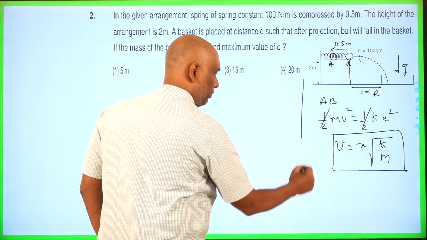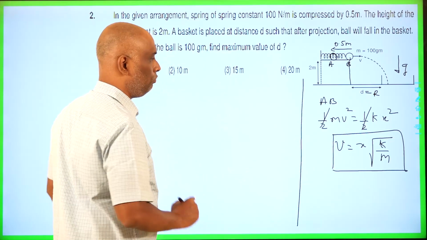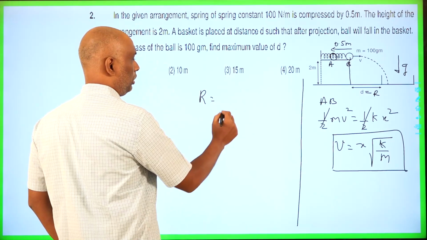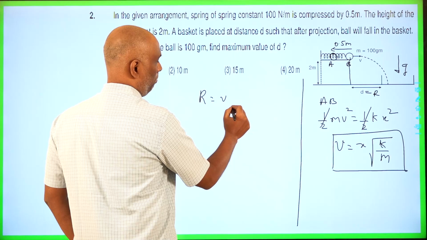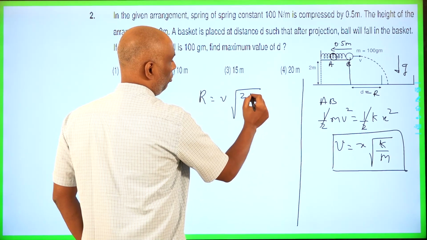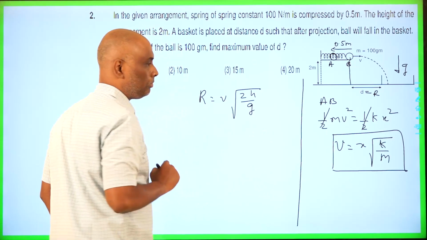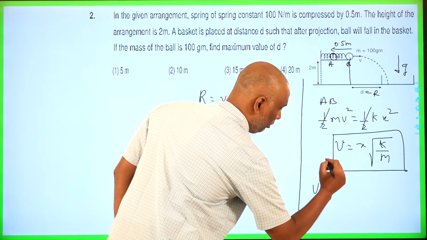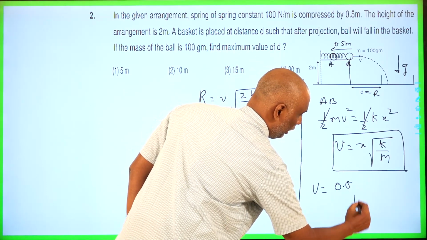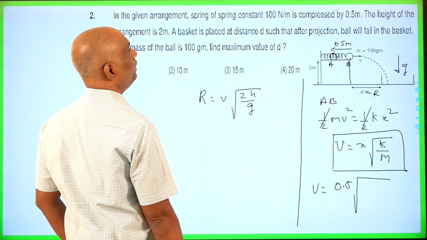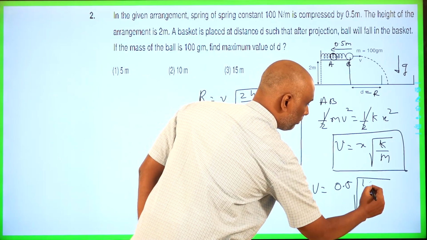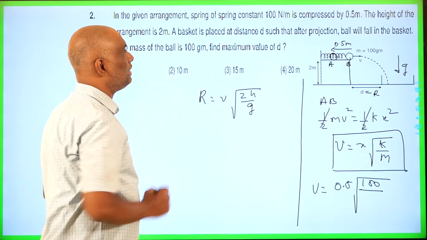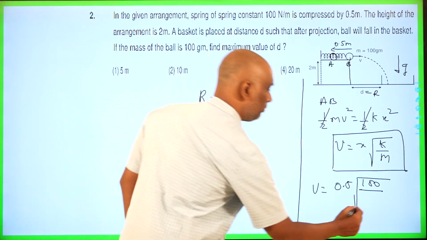Whenever a body is projected with a velocity v, the expression for range will be given by R equals the velocity of projection v into the time of flight, where time of flight is under root of 2h divided by g. Already we calculated the value of v, so here v becomes equal to x, which is 0.5, into under root of the spring constant, which is given as 100, divided by the mass of the object. The mass of the object is given as 100 grams, which is equal to 0.1 kg.